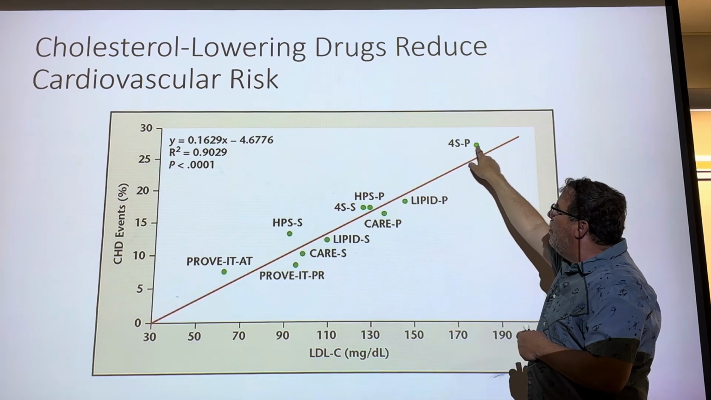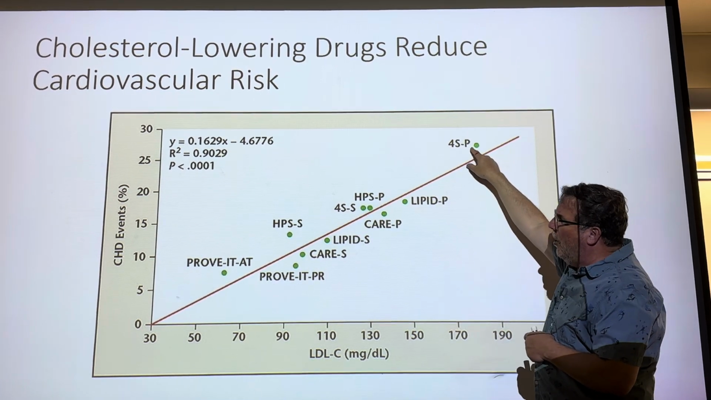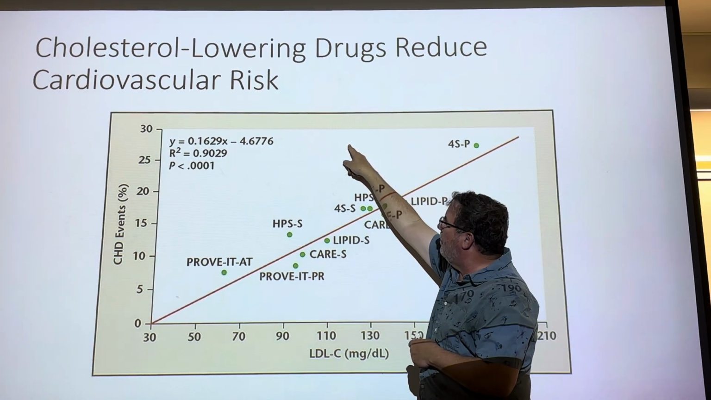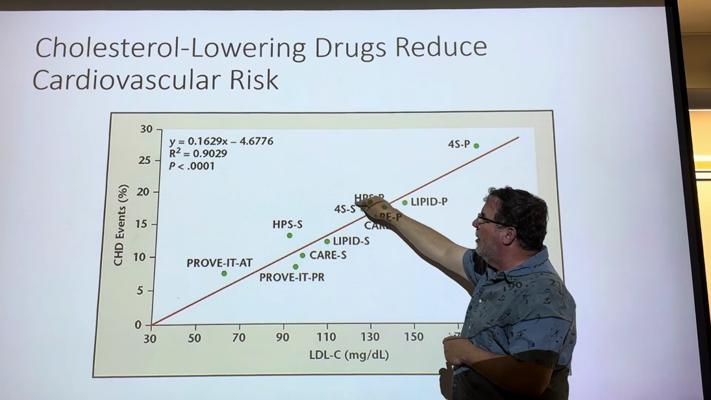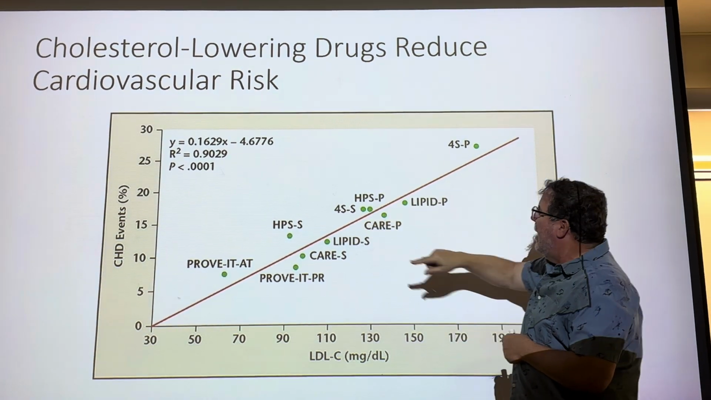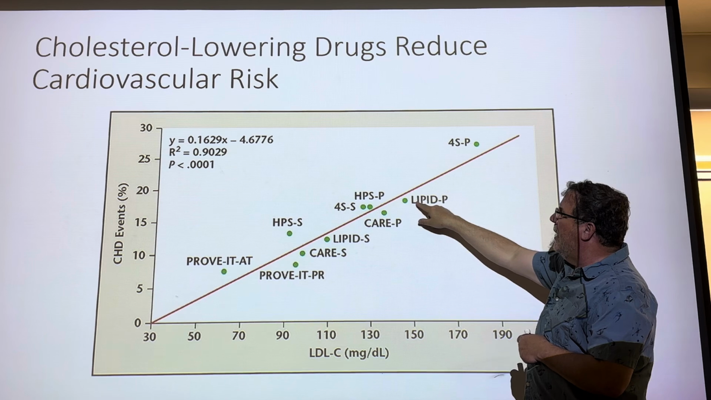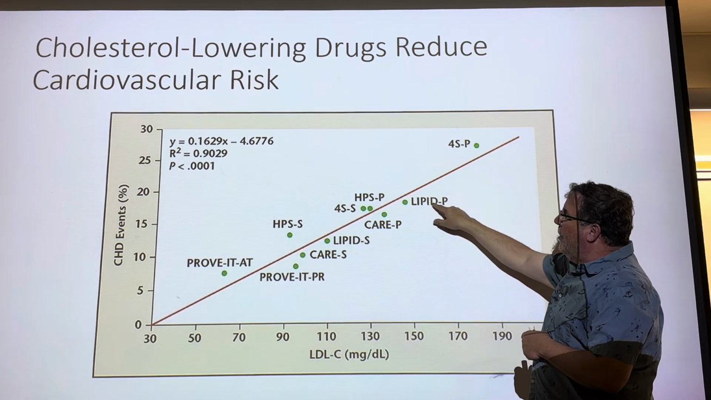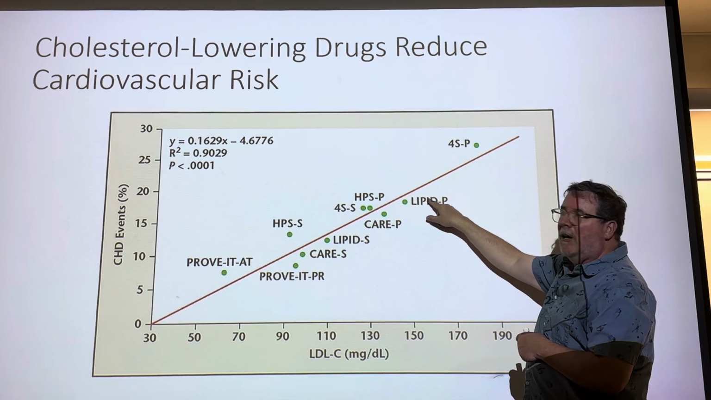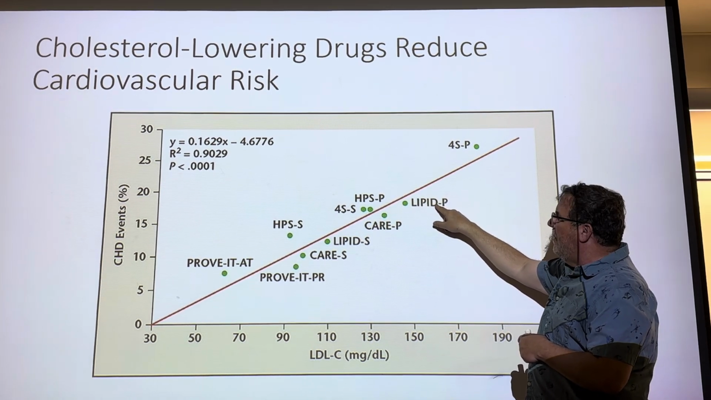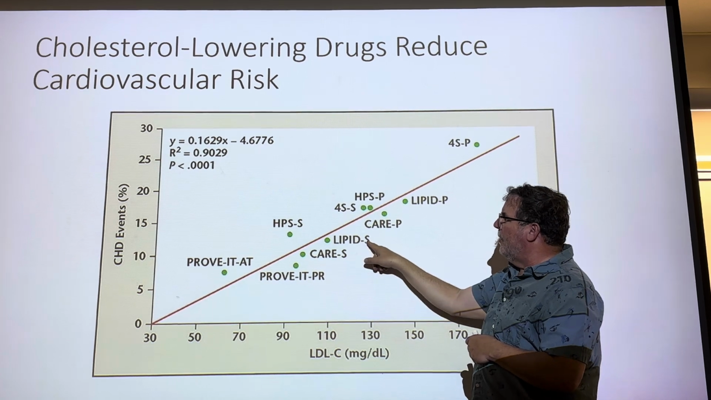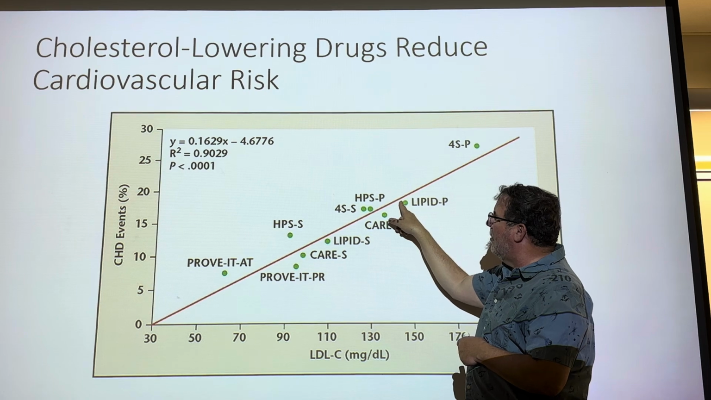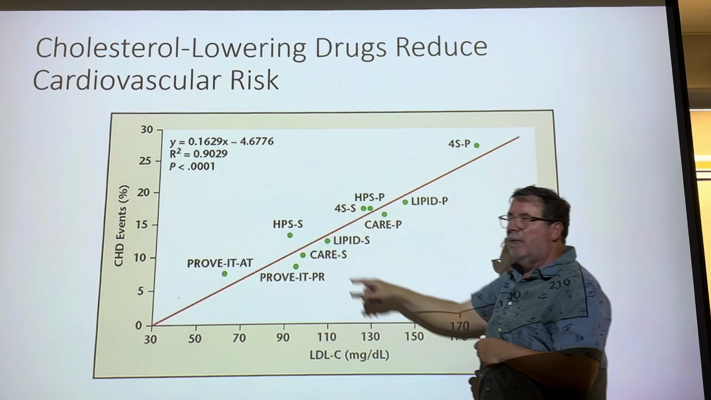And so what we saw, the effect of the statin was to lower LDL cholesterol from there to there, and that resulted in lower cardiovascular risk. And here's another one I guess pointed out. This is lipid P, the placebo of this other clinical trial, the lipid clinical trial, and then here's the statin. So again, LDL cholesterol was lowered, and your cardiovascular risk was lowered.